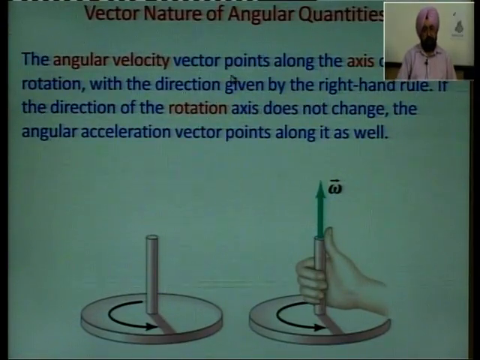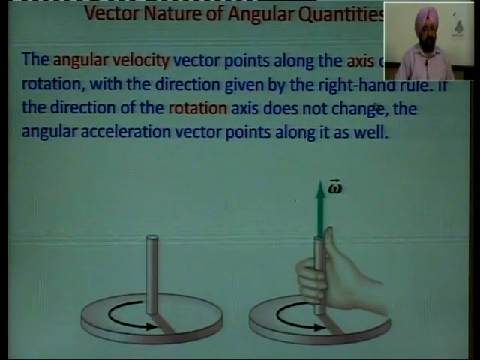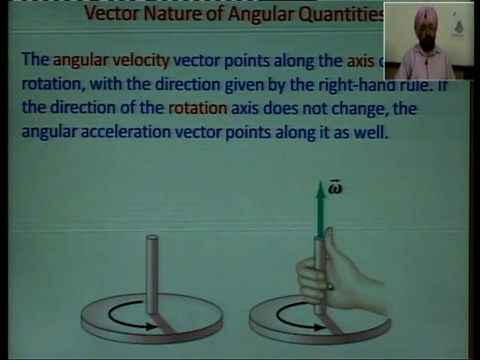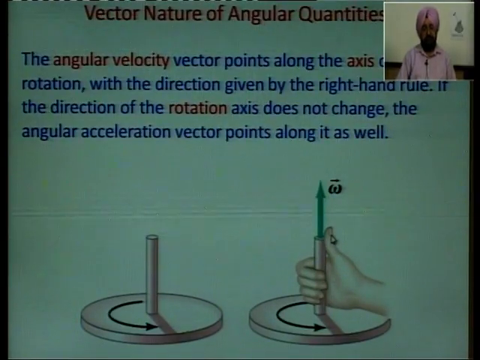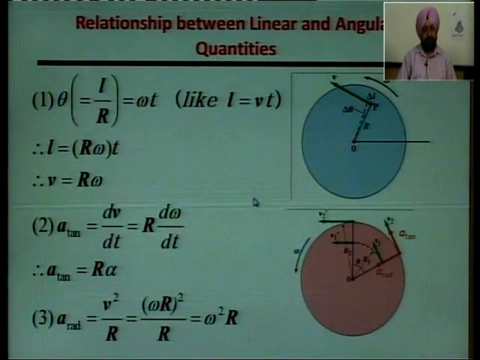So, the angular velocity vector points along the axis of rotation with the direction given by the right hand rule. This is what we have studied. If the direction of the rotation axis does not change, the angular acceleration vector will also point along it. This means the direction of angular acceleration is also along the direction of angular velocity.